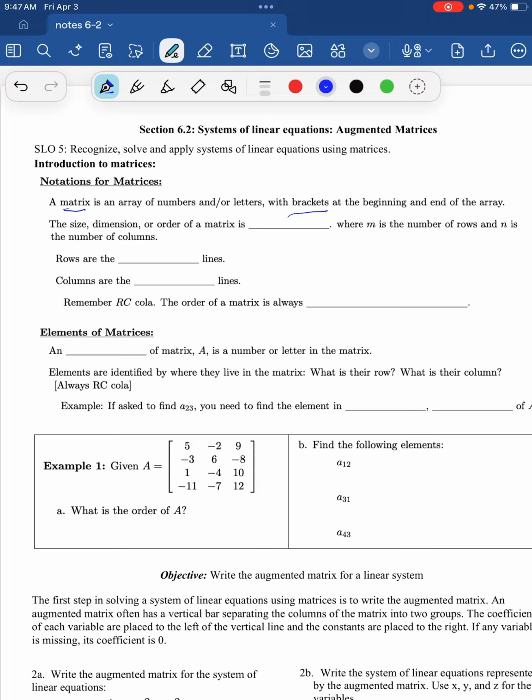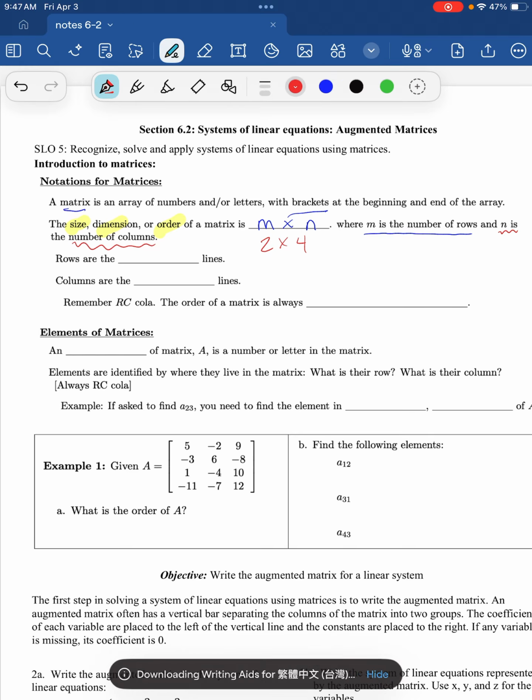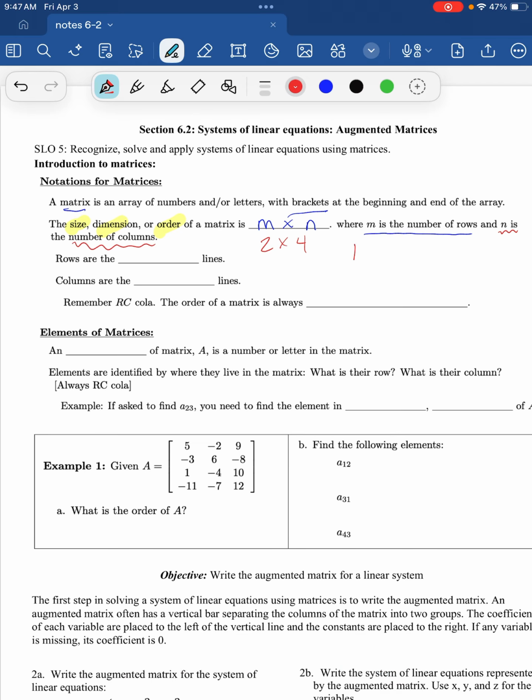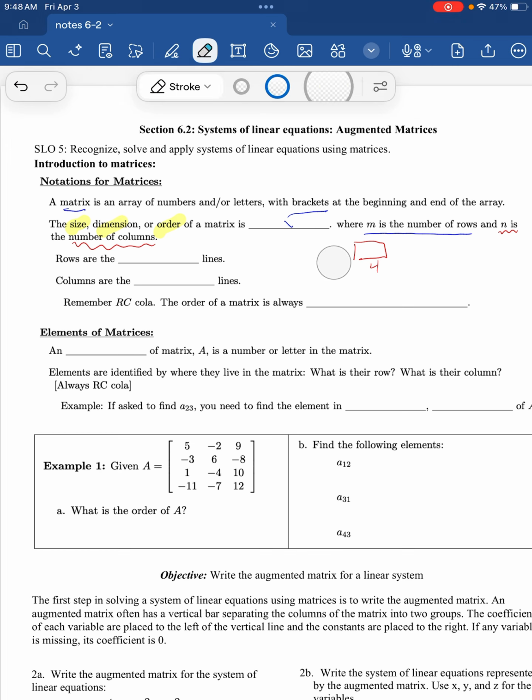The size, dimension, or order, so all of those are different terms you might see depending on the author of the question, the textbook being referred to, or the situation, mean the same thing. It's M by N, where M is the number of rows and N is the number of columns. The X between them is not for multiplication, it's not the variable X, it's what we read in English as the word by, like a 2x4 piece of wood that you would buy to construct some project, or the size of a rectangle is 3 feet by 4 feet. The symbol we use for that is an X. So this is M by N.